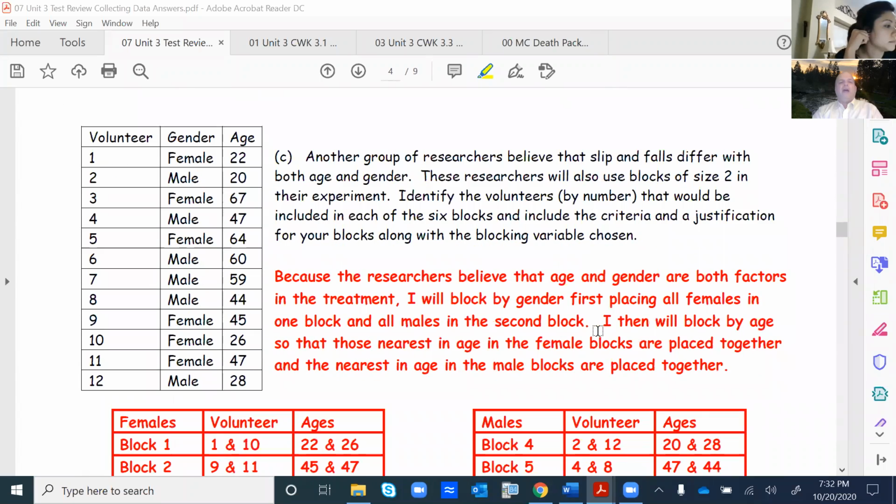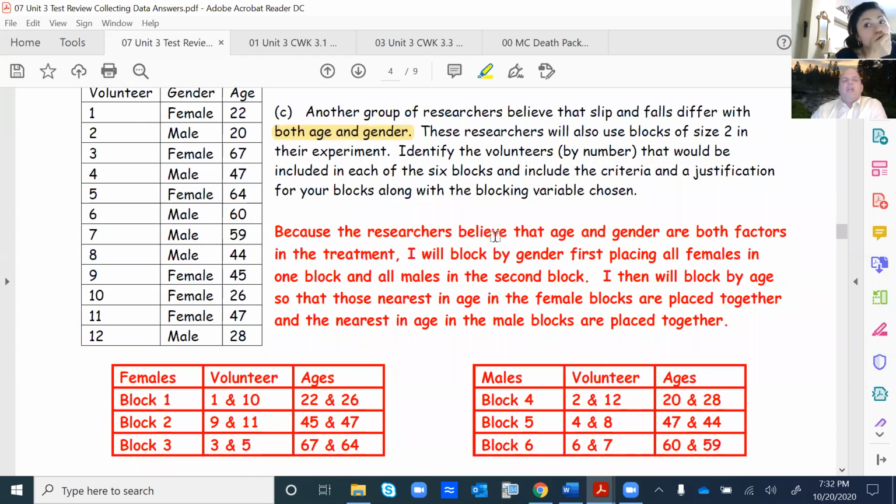Now, I know y'all didn't have 2 tables, but since I went on to the next one, I've made one here. Another group of researchers believe that slip and falls differ with both age and gender. Uh-oh, now they're telling me that I need to block for both.